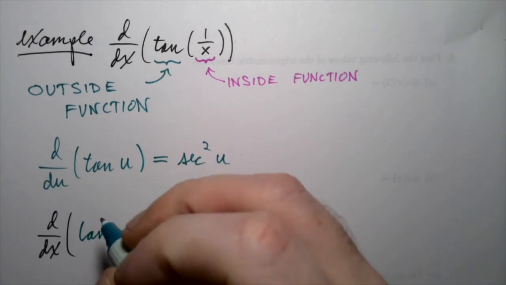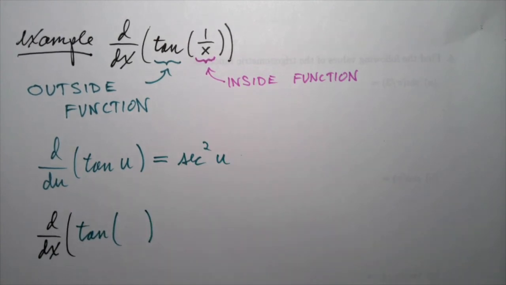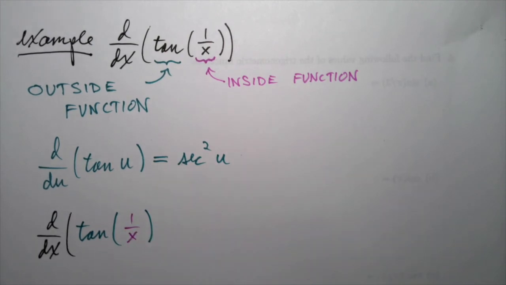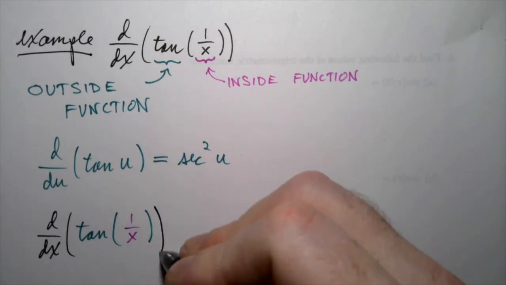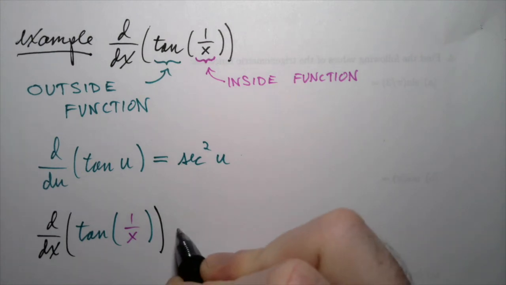It's mathematics. It's the name of the game. But I think it's useful to see this procedure done in different ways, then you can find what works for you. So we're taking the derivative of tangent of 1 over x. I've shown you how it's a composition using the colors here.